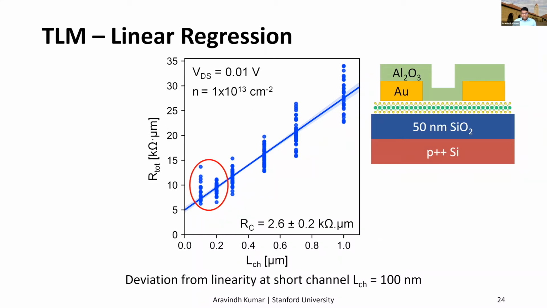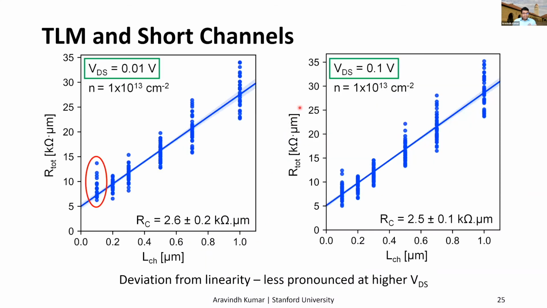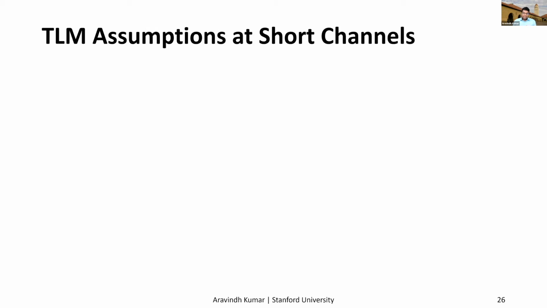One observation here is that, looking closely at the shorter channels, there's a clear deviation from linearity at the 100 nanometer channel. And we're doing all this analysis for a low VDS of 0.01 volt. We redid the same analysis for a higher VDS, and we see that the nonlinearity is much weaker in this case. This hints at the nonlinearity happening due to some Schottky barrier or electrostatic effect that changes with the VDS. So we study the electrostatics in these backgated transistor structures to understand why the nonlinearity occurs.